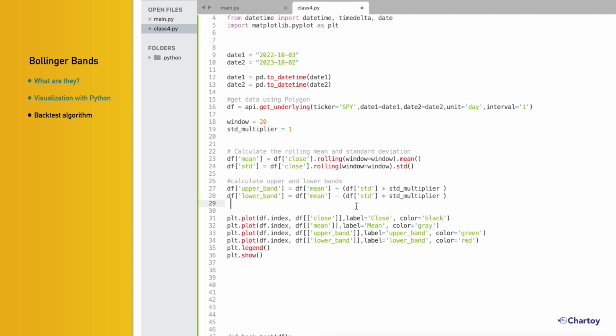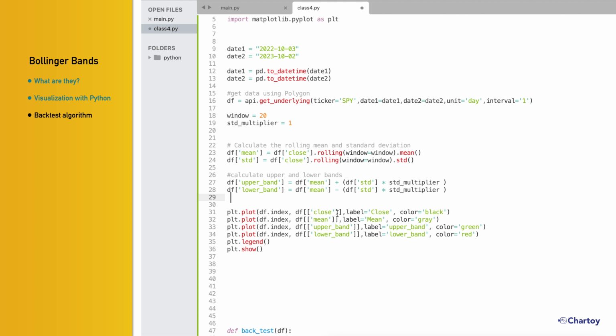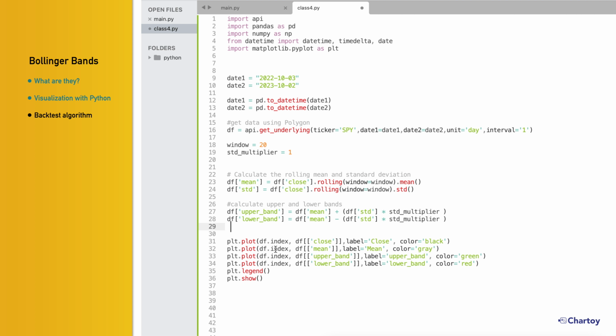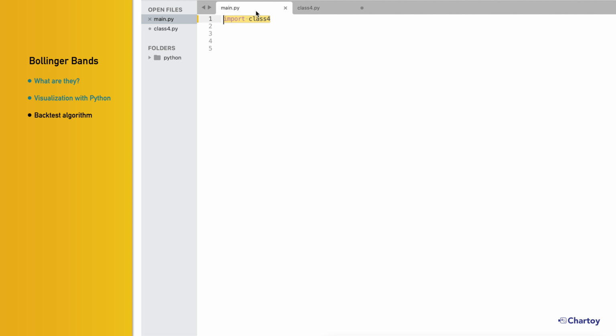And later we want to visualize this to see it. So we're going to use the plot, and here you can see we give it color and label. So we plot the close price, the mean, the upper band, and the lower band. We did this in previous class. You can go ahead and watch it. Okay, so let's run this and see how it looks.